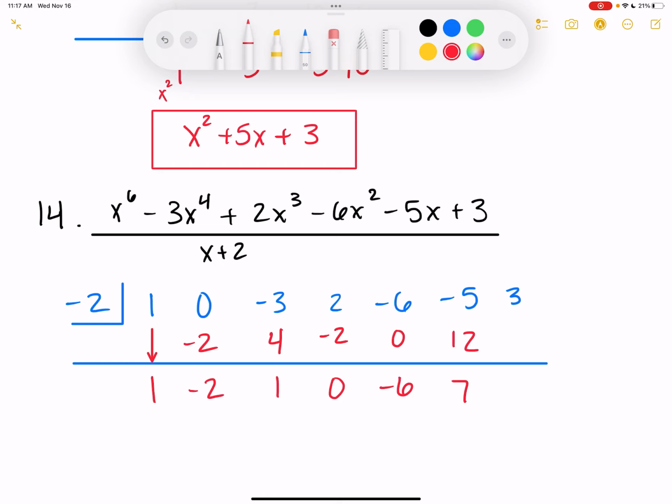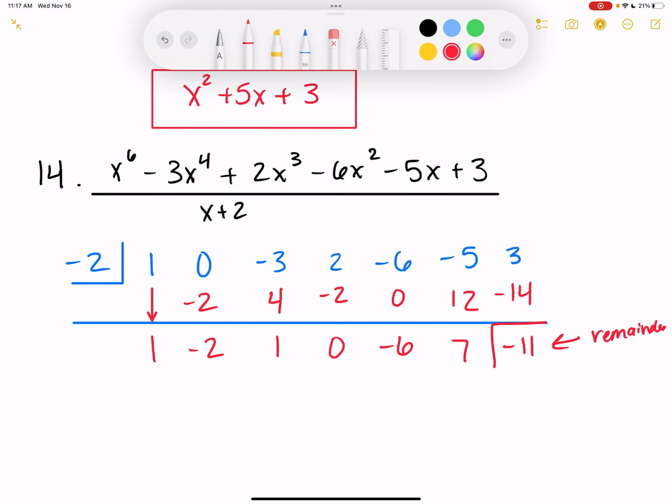7 times negative 2 is negative 14. Plus 3 is negative 11. So my remainder is negative 11. So this was an x to the 6th term. So when I rewrite it, this is now an x to the 5th term.